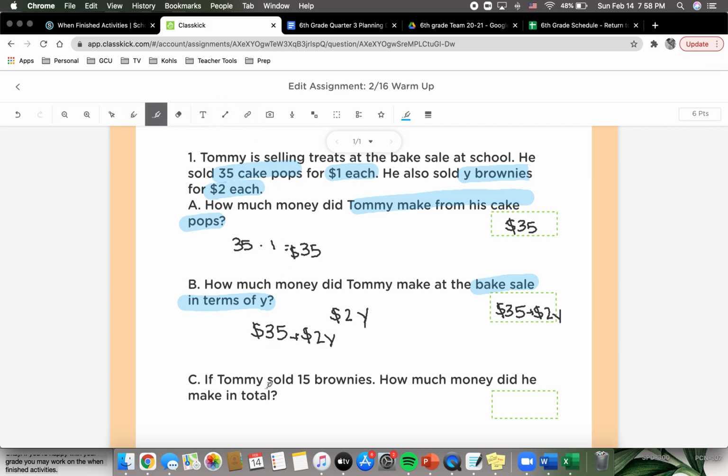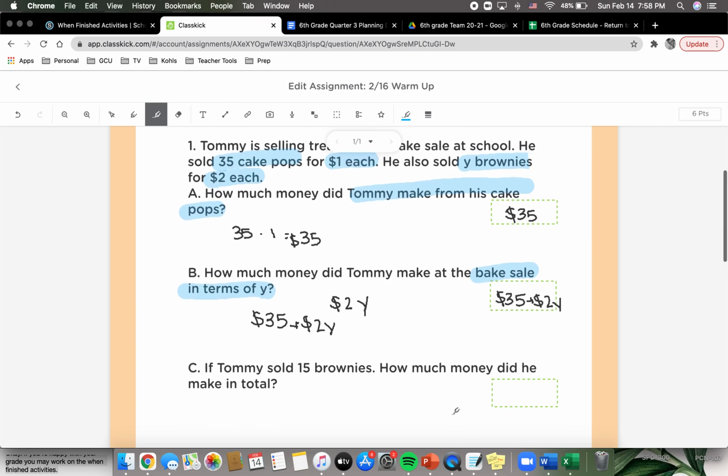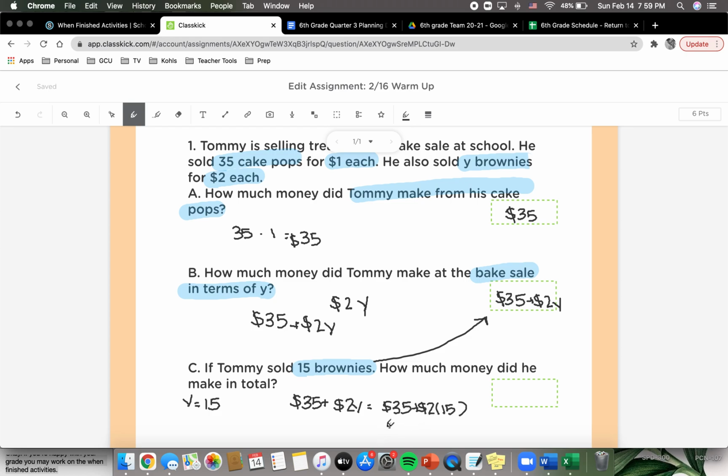Looking at part C, it says, if Tommy sold 15 brownies, how much money did he make in total? Well, now we know that y equals 15. So we created this algebraic expression right up here, so we can use it. So we have 35 plus $2 times y. When we substitute the value of our variable in, we get 35 plus $2 times 15. We got to multiply the $2 by the 15.